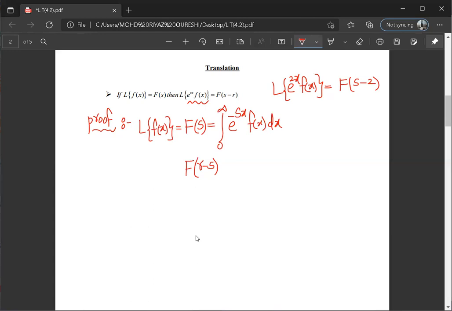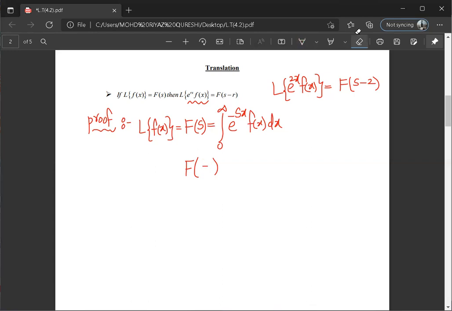Are you getting my point? Whatever bracket value is there along with F, that same value will be the coefficient of this e power. Suppose 2 here means e power minus 2x, 5 here means e power minus 5x, L here means e power minus Lx, like that. So to prove the result s minus r, I'm going to replace s with, sorry, s minus r.